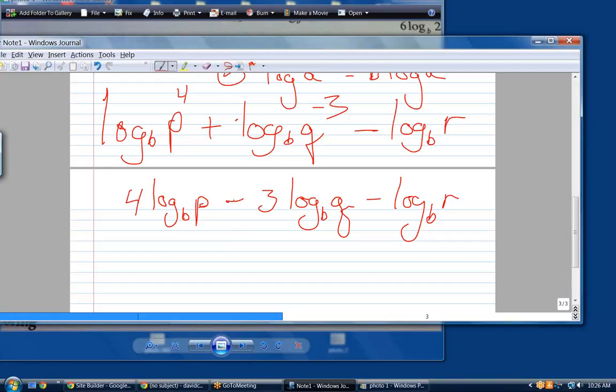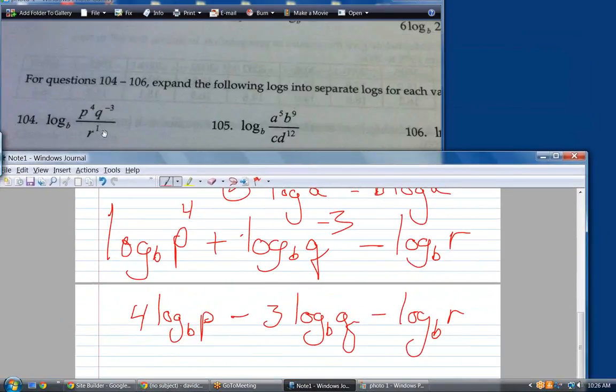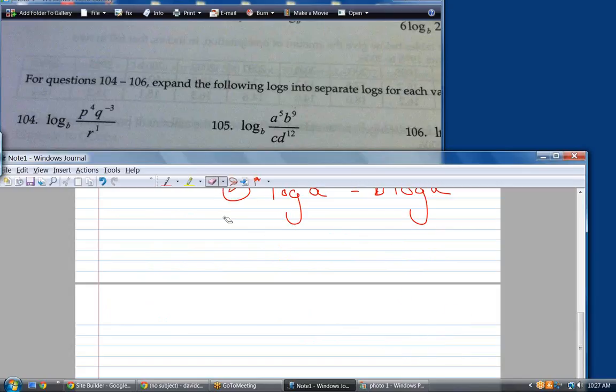So now, actually, if I recompress this, I would end up with a different expression. But not really. Notice that the expression they gave us, q to the third, could have gone in the denominator as q to the third. So it would have still ended up exactly the same after expanding. Okay, so expand number 105 for me.